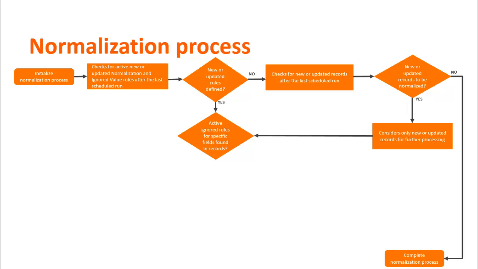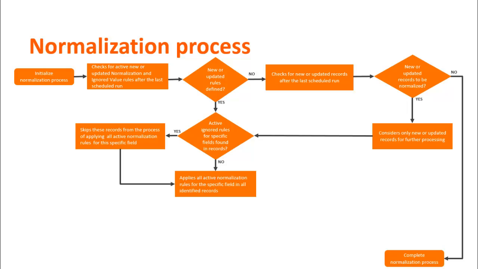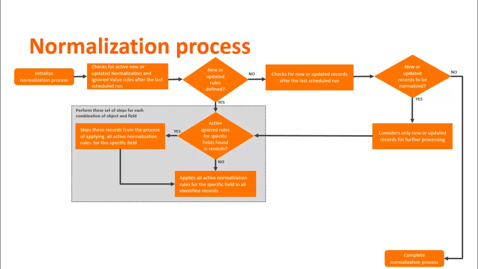The normalization process checks if any active ignored value rules are found for a specific field. If the field value in a record matches an active ignored value rule, the active normalization rules for this field are not applied to the record. Otherwise, all active normalization rules for this field are applied to the record. These steps are performed for each field object combination, such as the model field of the base element object. Records that match active normalization rules are updated.